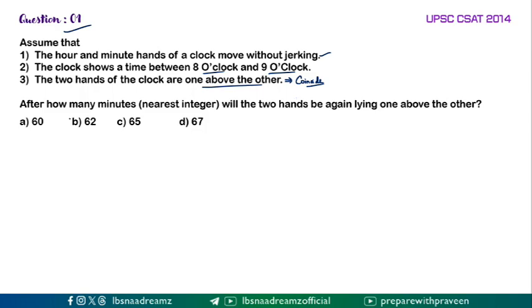Right? So after how many minutes, nearest integer, will the two hands be again lying one above the other? If between 8 to 9 o'clock the two hands are one above the other, then between 9 to 10 o'clock, the hour hand and the minute hand will again coincide each other. So we have to find that.